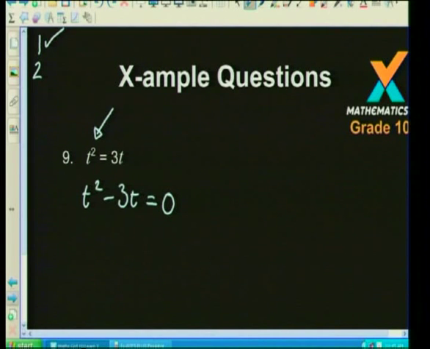Step 2 is to factorize. And what's the first thing we look for? A common factor. T squared and 3t have a common factor of t, so that's actually quite nice and easy.